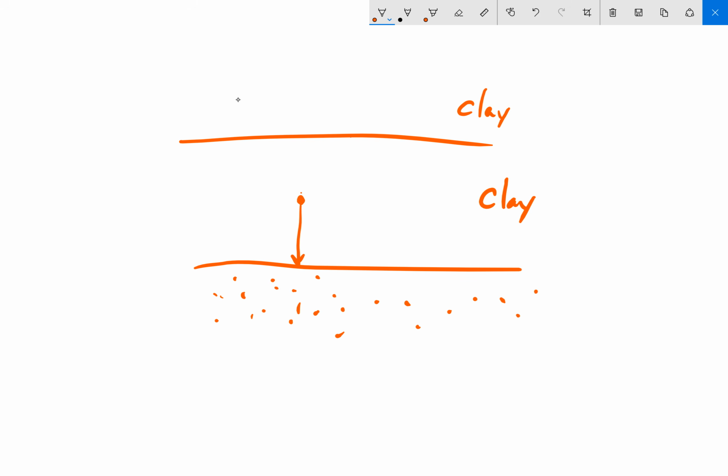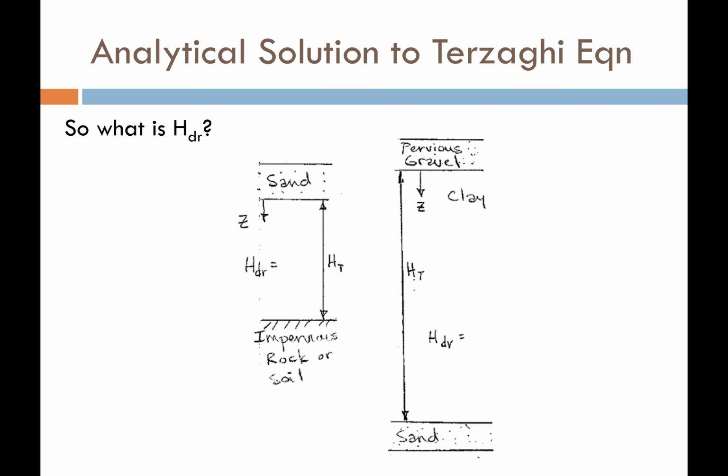In this case, a drop of water right on the boundary would have to travel the furthest to get out of the clay layer. So for this scenario, where we only have one boundary that is draining, that's going to be our HDR distance, and we call this a single drained clay, meaning that there's only one boundary on the clay layer that acts like a drainage boundary. And so when you have a single drained clay layer, the entire thickness of the clay layer is equal to HDR.